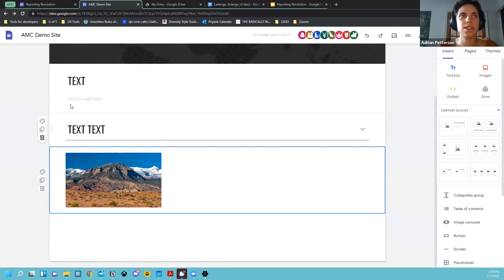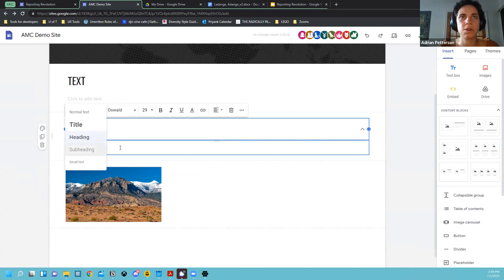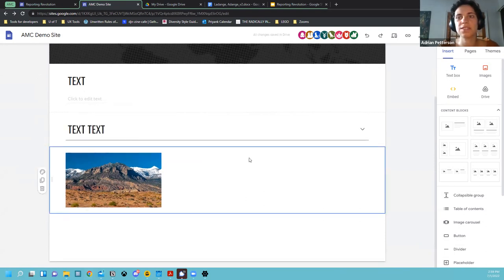And make sure you're always using the text hierarchies. So heading, subheading, small text, because if somebody is using a screen reader, that will help them navigate around the website based on what the different sections are as well.